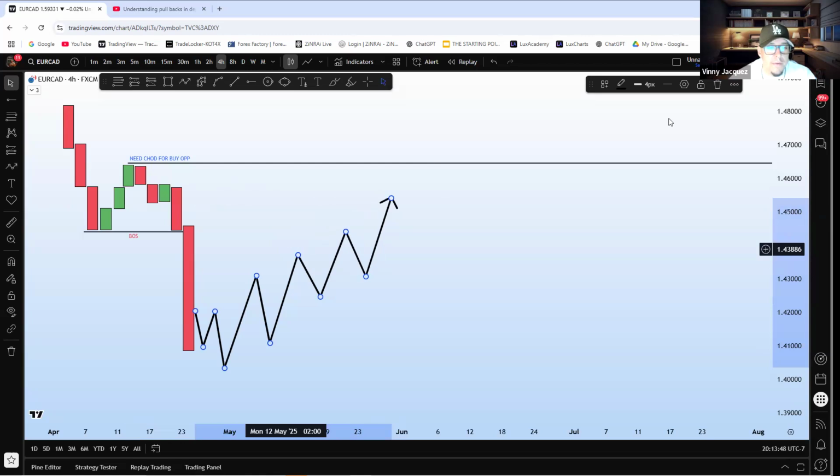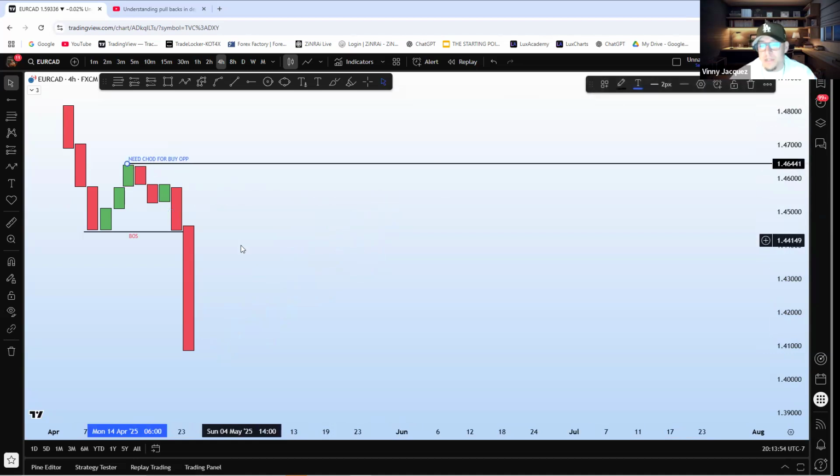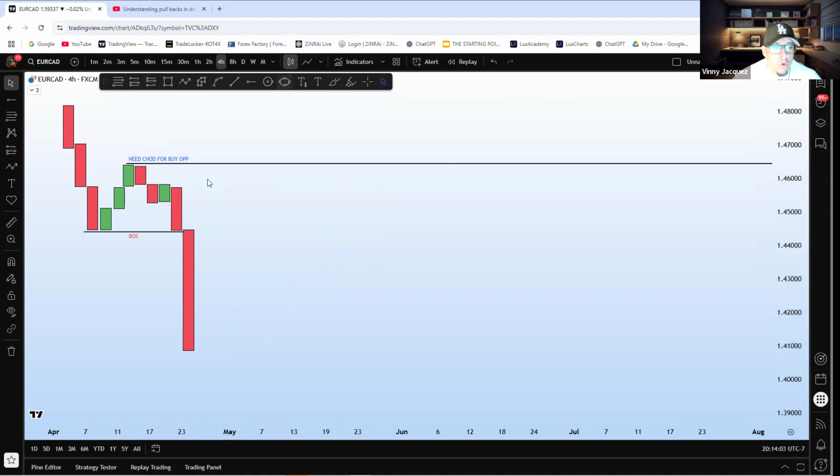Okay. So very, very important that you have your need change of direction for buy opportunities in this correct area. So you won't be fooled. Okay. It's so easy to be fooled. This right here, guys, is going to help you. I promise. So cool. We have the breakout rally.